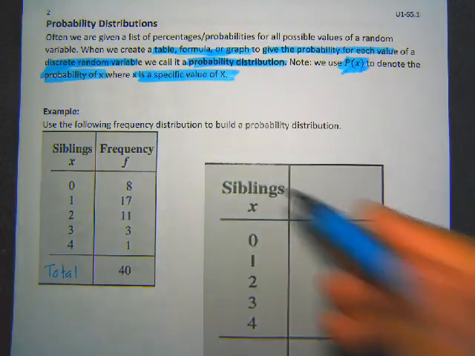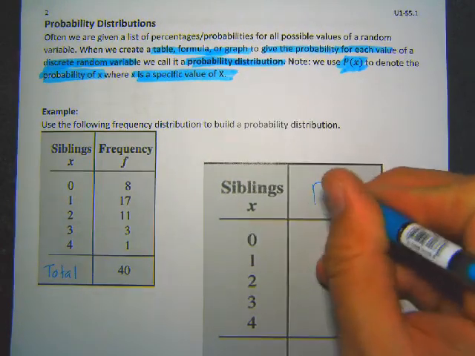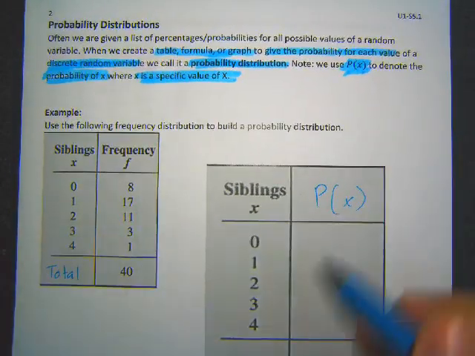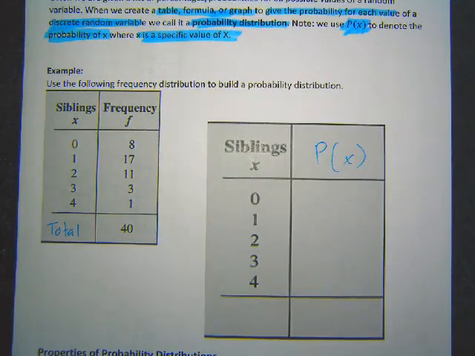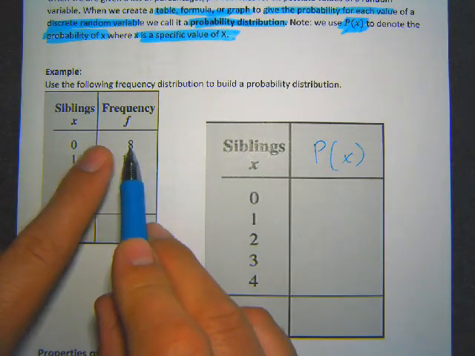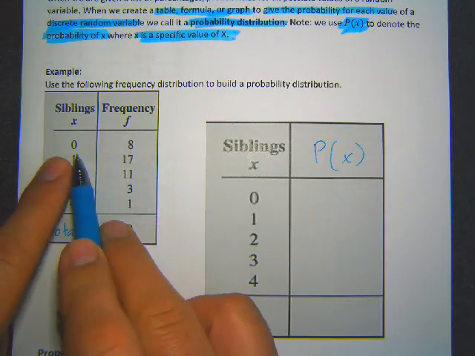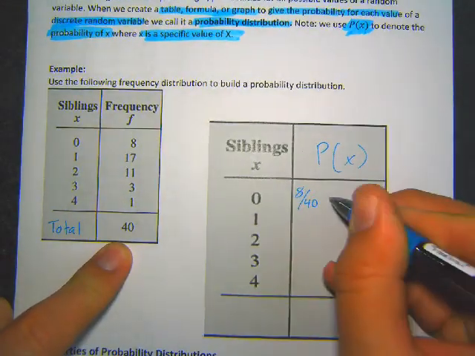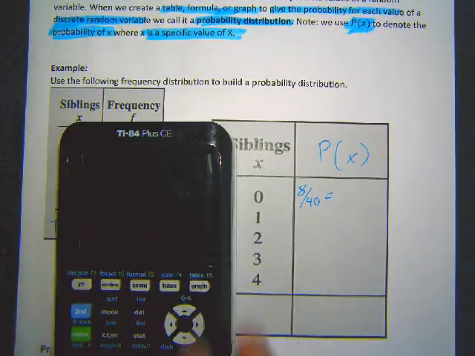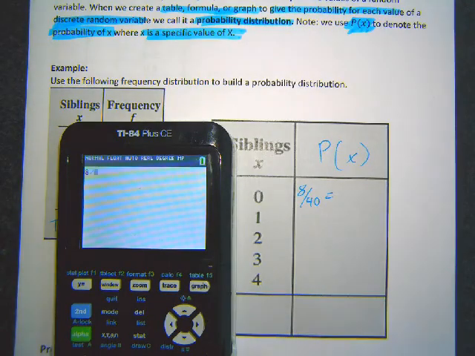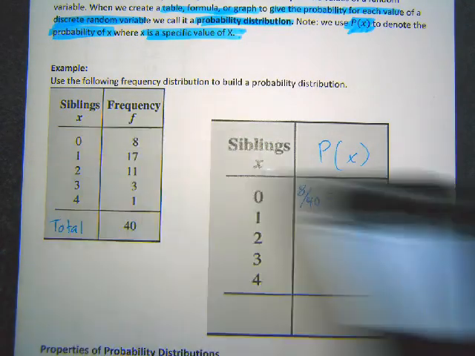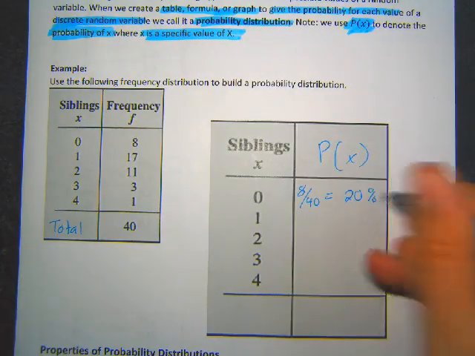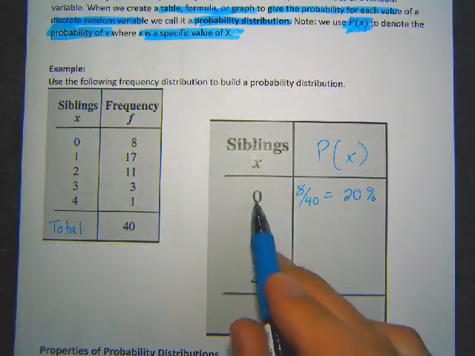To make a probability distribution, we're going to find the probability of each of those values, the likelihood for each of those values, and fill that chart in. For example, what's the probability that you have 0 siblings? Well, there's 8 out of the 40, so 8 out of 40 have that. I just pulled up my calculator, divide the 8 by 40. And we see that the probability is 0.2, or 20%, if you move the decimal 2 spots. So there's a 20% chance you're going to have 0 siblings.